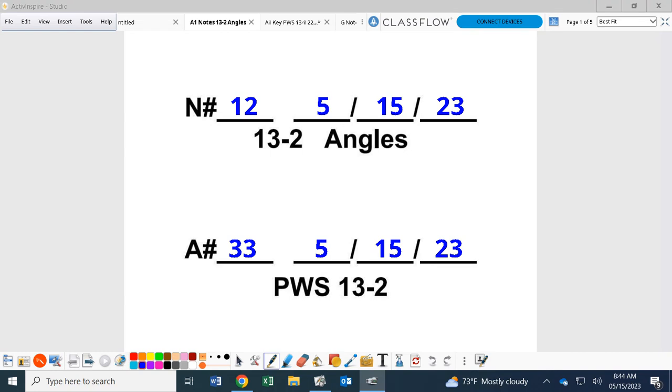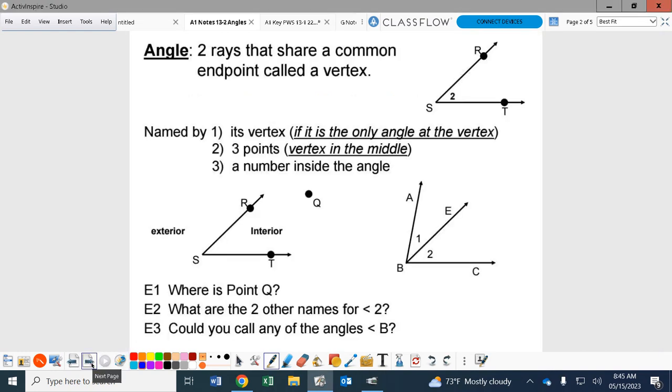About some of the basics of angles. The section is 13-2. Let's go ahead and get started. First things first, this is an angle right here. It is going to be two rays that share a common point called the vertex. This point right here, S, is going to be your vertex. Okay, point S is going to be the vertex in this case.